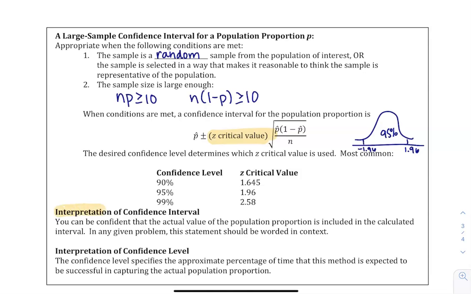The interpretation for the confidence interval is that we can be confident that the actual value of the population proportion is included in the calculated interval. Whenever you are concluding, writing your solution to any problem, you should put this statement into context. Just give some details as to what you're trying to estimate. Now, we interpret the confidence level by giving the approximate percentage of the time that this method is expected to be successful in capturing the actual population proportion. And it's based on this theory of the normal distribution.